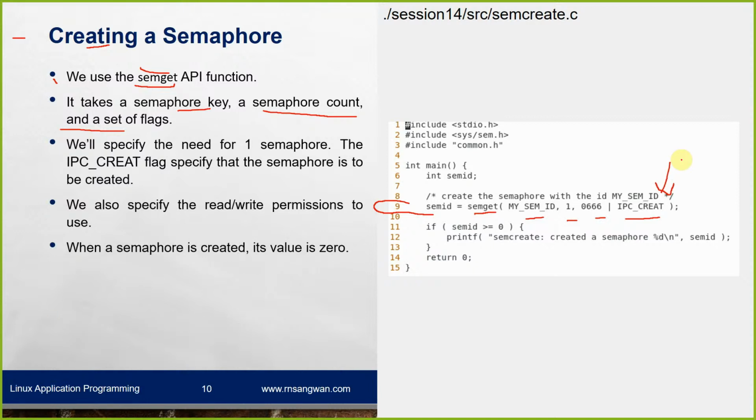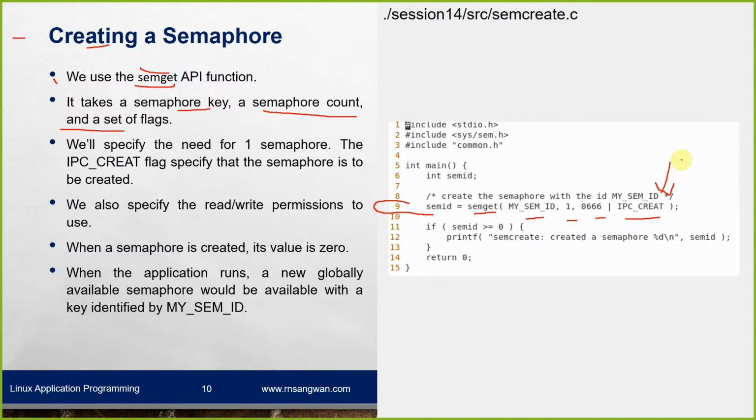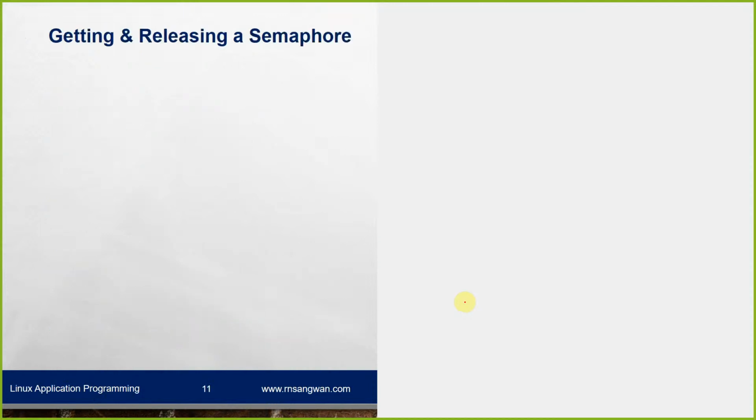When a semaphore is created, its value is 0. When the application runs, a new globally available semaphore is created with the key identified by what you have specified here, my semaphore ID. Any process in the system could use this semaphore now. Getting and releasing semaphores.